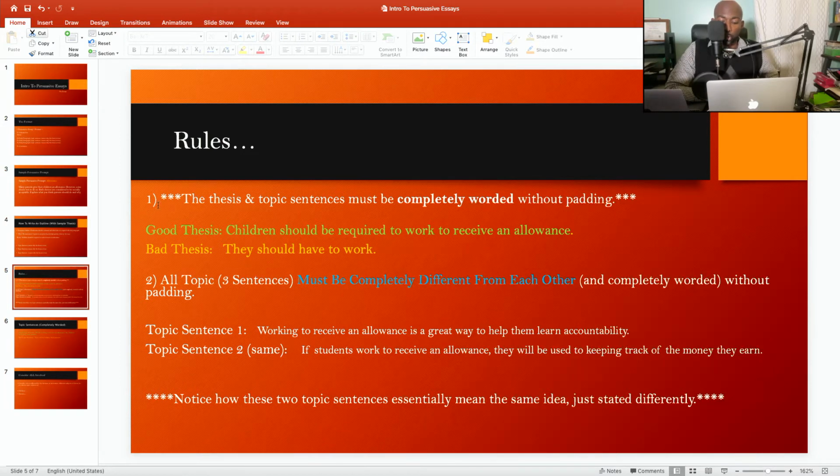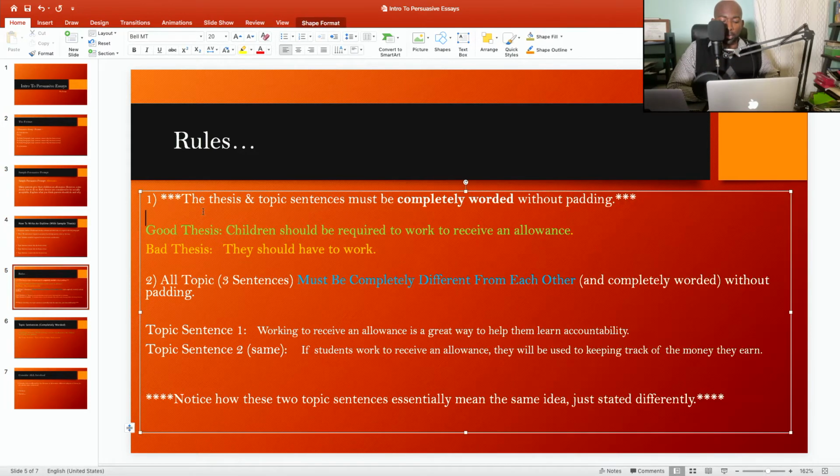So, a couple little rules that I give to students that I want them thinking about, that I'll give to you, that I want you to think about as you begin writing your outline. First is that the thesis and topic sentences must be completely worded. And so the question could arise, what does it mean to be completely worded? Well, it just means that all the words necessary to say the idea are there and included.